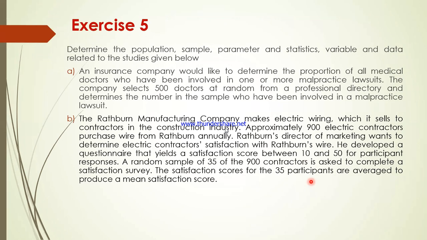Average satisfaction score of 900 electric contractors who purchase wire from Rathbone Company. That's a very good answer. This is the perfect answer, right? Instead of average, you can use the mean also. So, mean satisfaction score of 900 electric contractors who purchase wire from Rathbone.